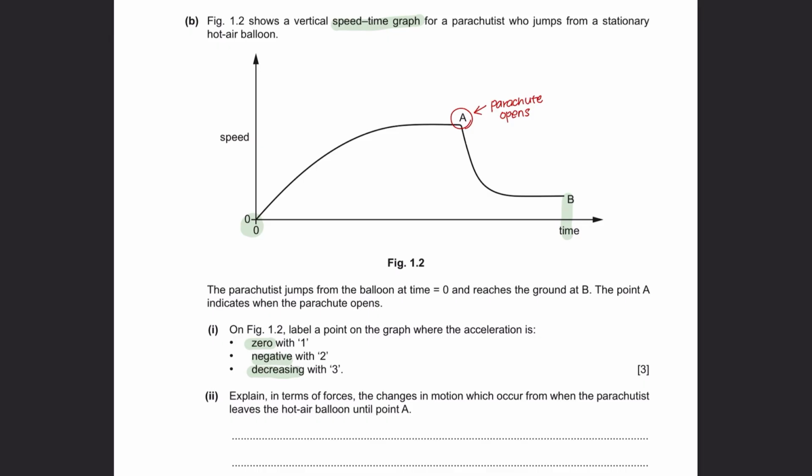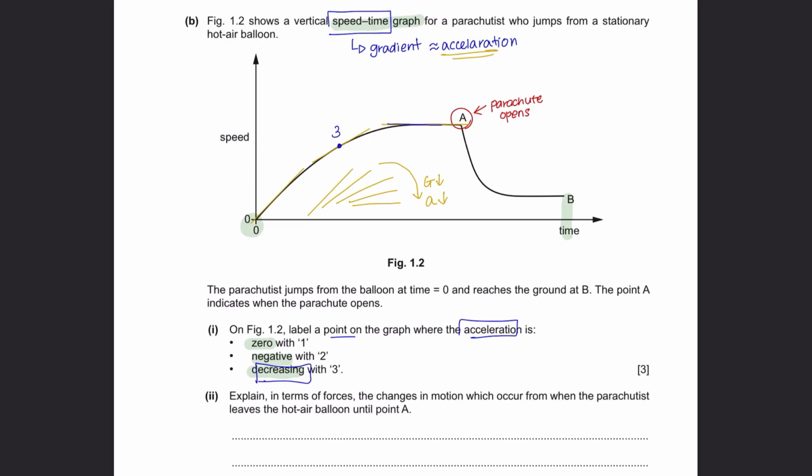To answer this, let's look at the trend of the graph first. We can find the acceleration using a speed-time graph by looking at the gradient of the graph. So as you can see here, at the beginning, the gradient is like this, and then it's like this, and it reaches a horizontal trend. So if you look at the gradient over time, you will see that it started off like this and gradually decreased. So if the gradient is decreasing, this means that our acceleration is also decreasing over time. So the point where the acceleration is decreasing can be labeled somewhere here.